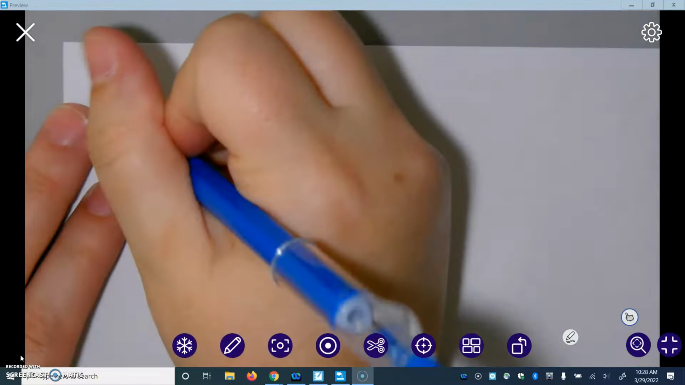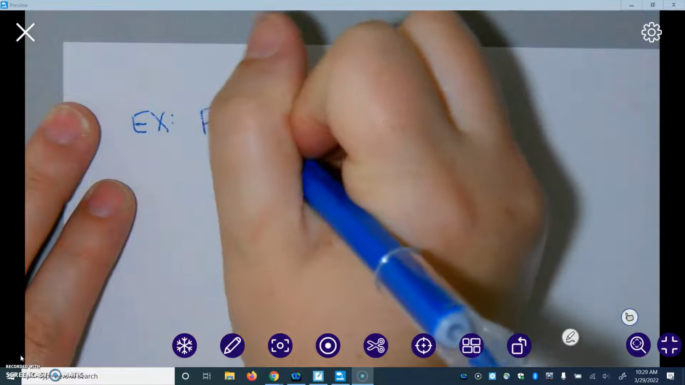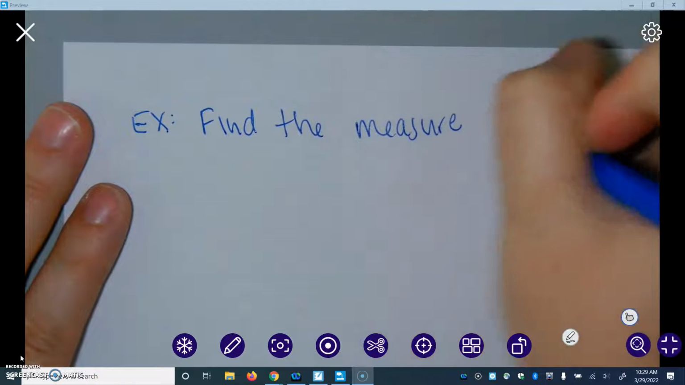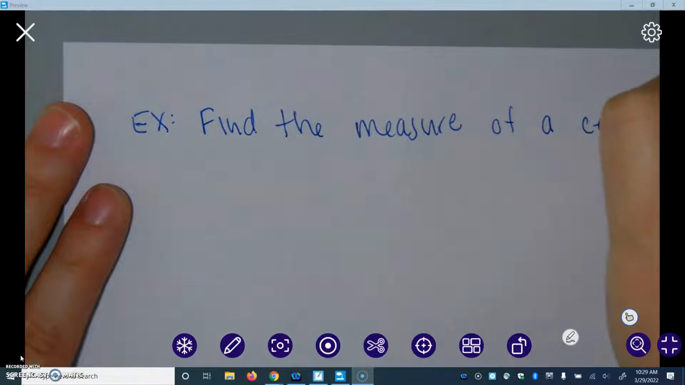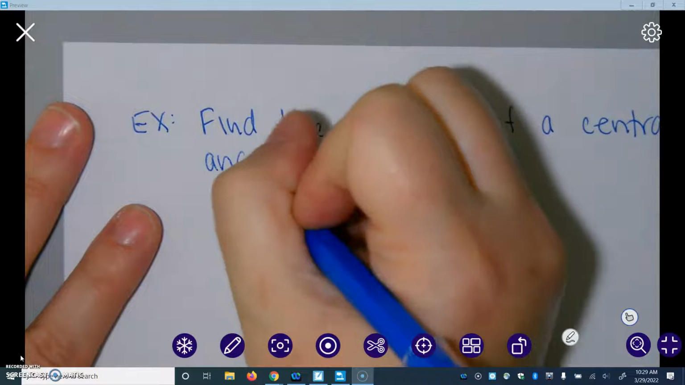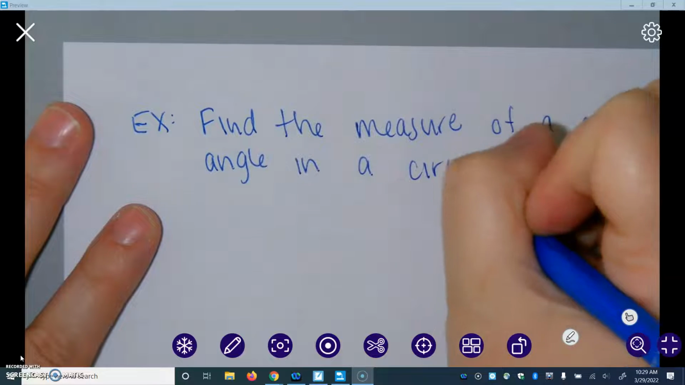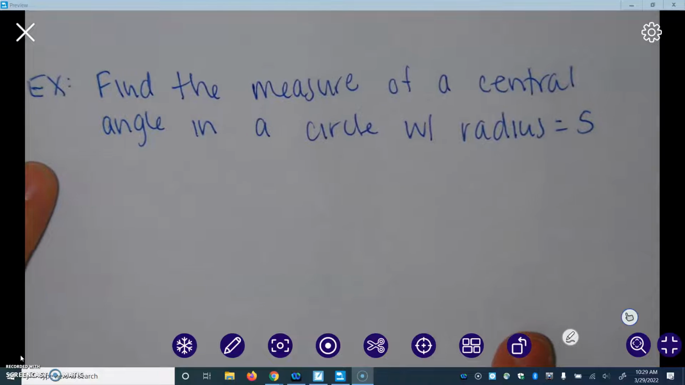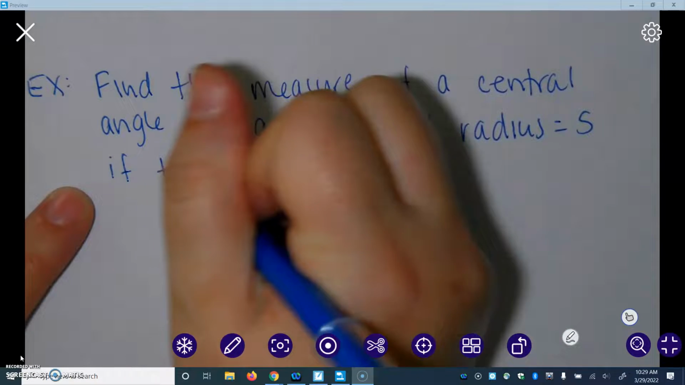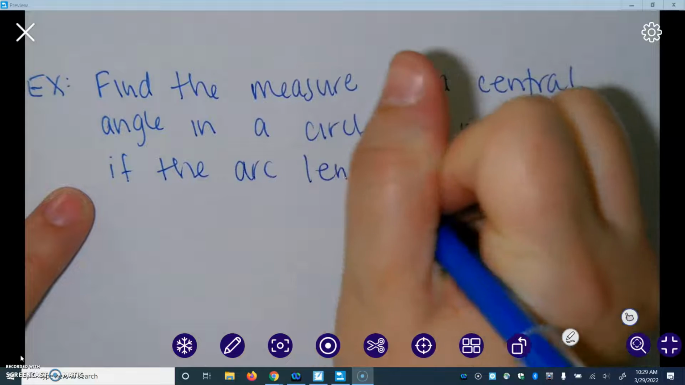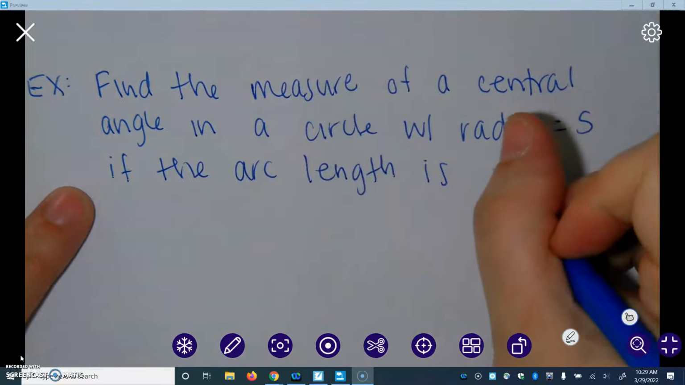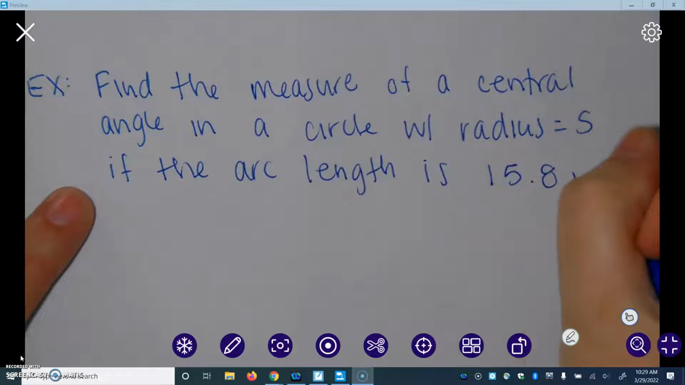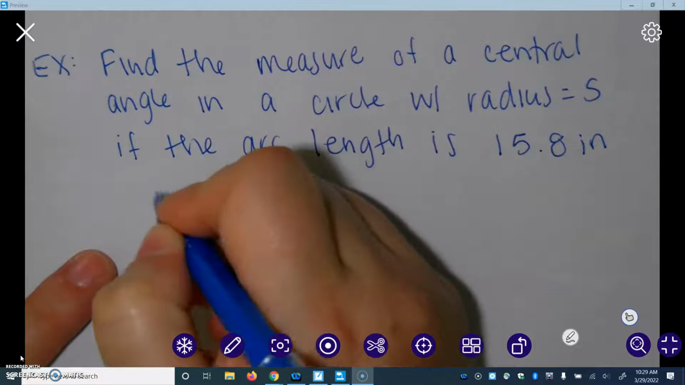All right, let's do one more. Find the measure of a central angle in a circle with a radius of 5 if the arc length is 15.8 inches.